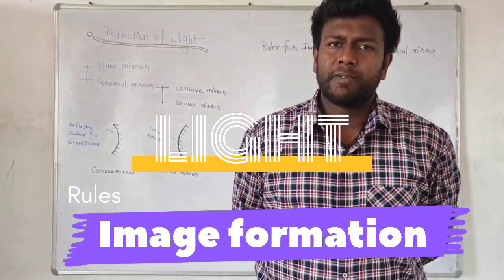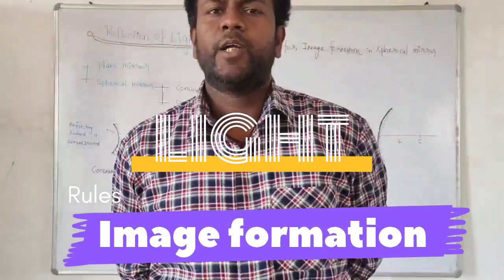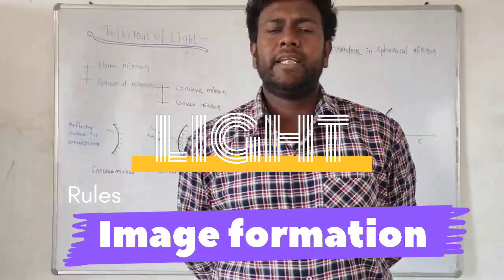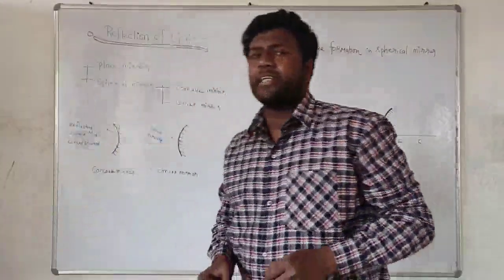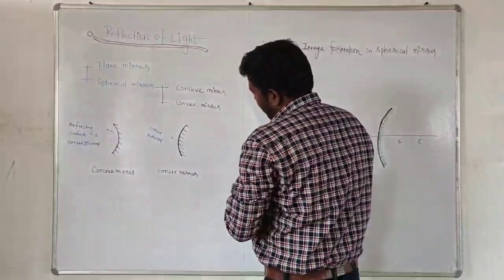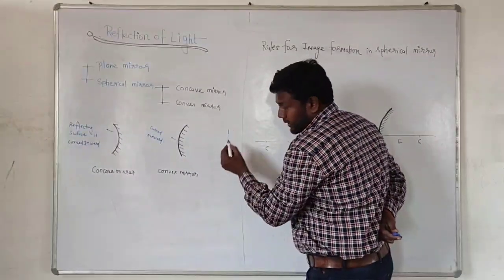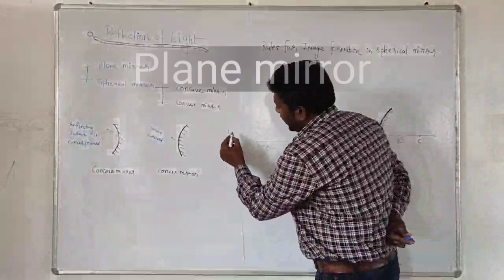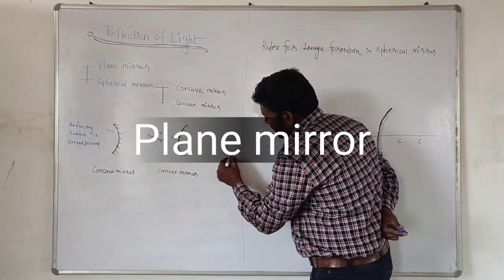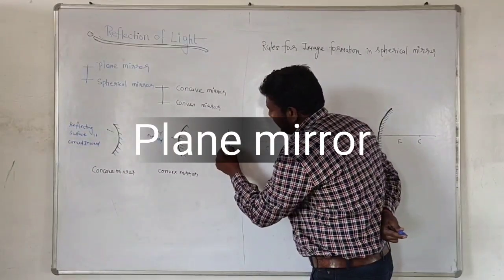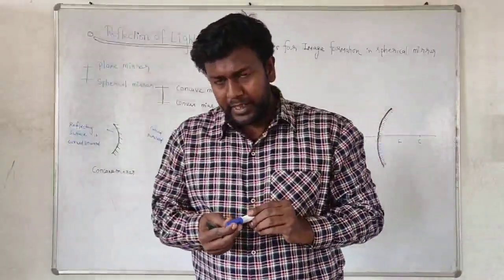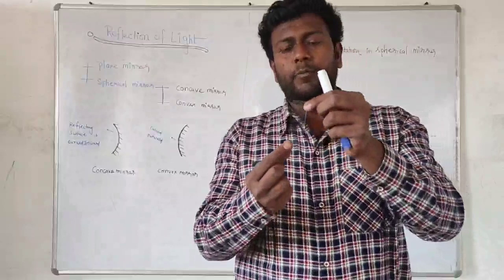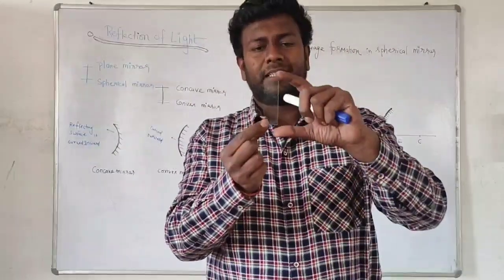I am going to explain the brief idea of rules of image formation in spherical mirror. First of all, I think all of you are aware of what a plane mirror is. The plane mirror looks like this, and one surface is reflecting and the other surface is polished. The plane mirror is made with the help of this kind of transparent glass sheet.